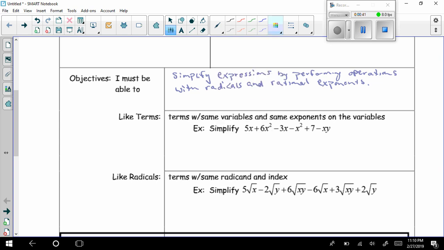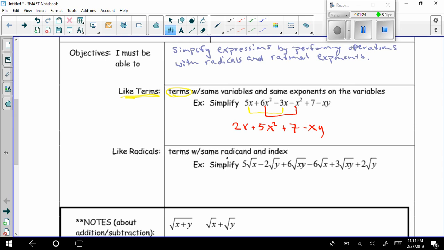Like terms is something that you learn fairly early on in your math career. So looking for the variables or the terms, remember terms are separated by plus or minus, terms with the same variables and same exponents. So your 5x, 5x, 6x squared, negative x squared, and that's it. So by combining those, you end up with 2x plus 5x squared plus 7 minus xy. So looking for those like terms.